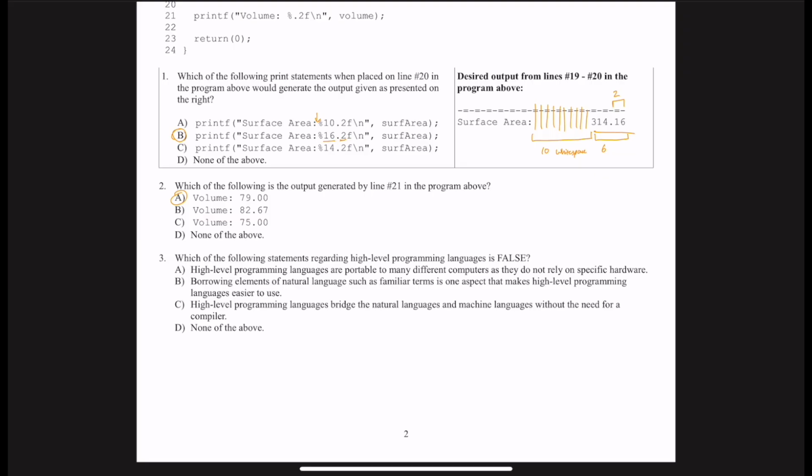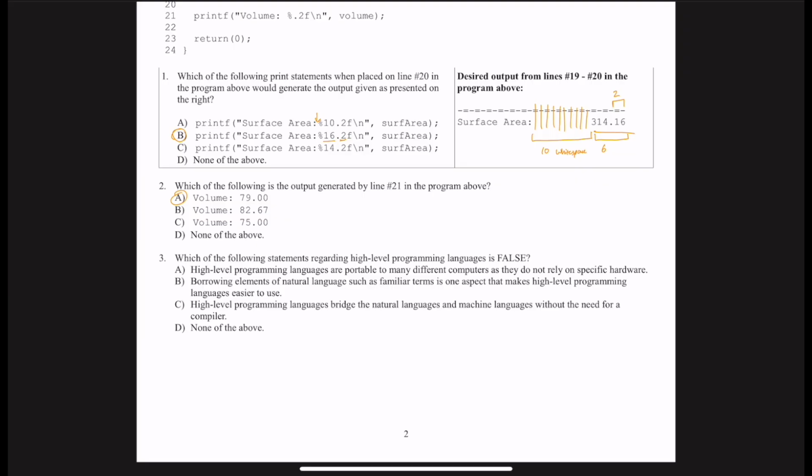So, this one's going to be true. Borrowing elements of natural language, such as familiar terms, is one aspect that makes high-level programming languages easier to use. This one is also true. So high-level programming languages, things like Python, right? Obviously, you still need to know the code syntax, but it reads a little bit easier. Even if you didn't know how to program, you could kind of figure out what things do based on how it looks and what the words say, do, while, for, whatever.